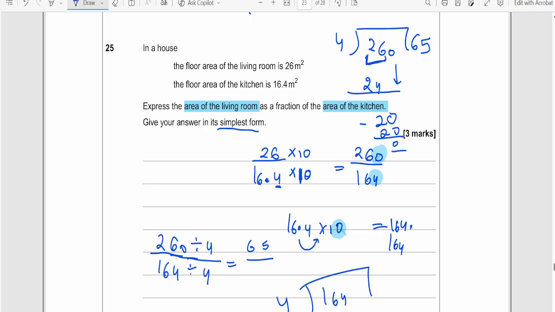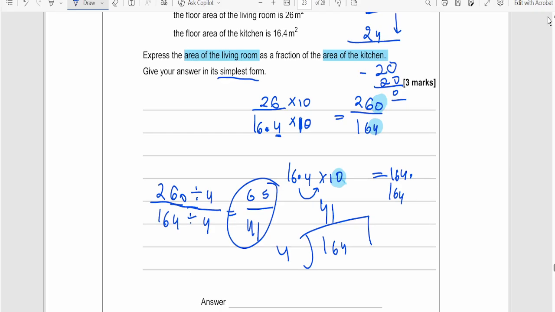Do 16 first. That's 4. And then 4 divided by 4, which is 1. So the answer is 41, right? So that's our answer, okay? 65 over 41. Clear?